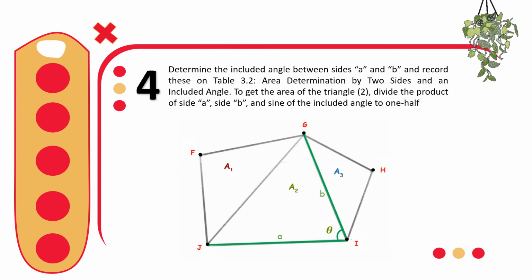Step 4. Determine the included angle between sides A and B and record this on Table 3.2 entitled Area Determination by Two Sides and an Included Angle. To get the area of the triangle, multiply side A and side B and the sine of the included angle by 1/2.